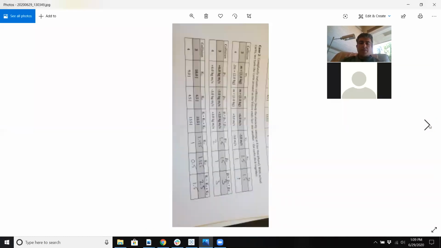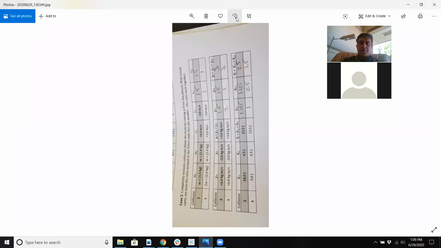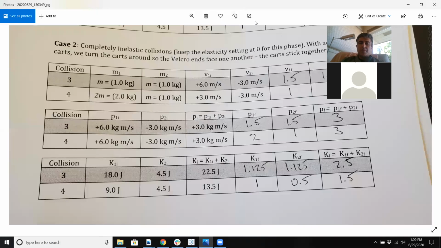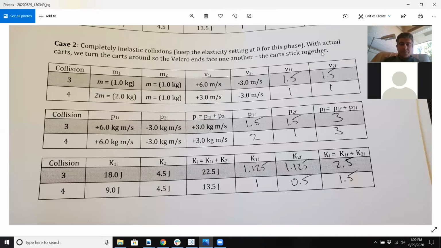Let's go to case two. Let me rotate this. For case two, those were going completely inelastic, so it means they stick together. However, the velocities did drop, obviously, 1.5, 1.5.